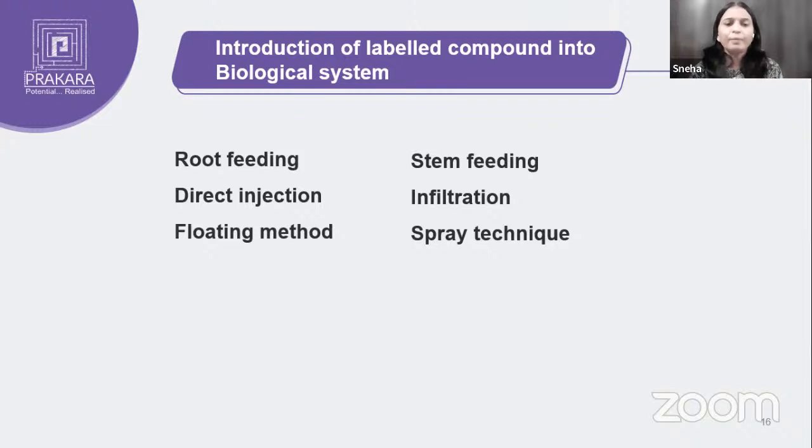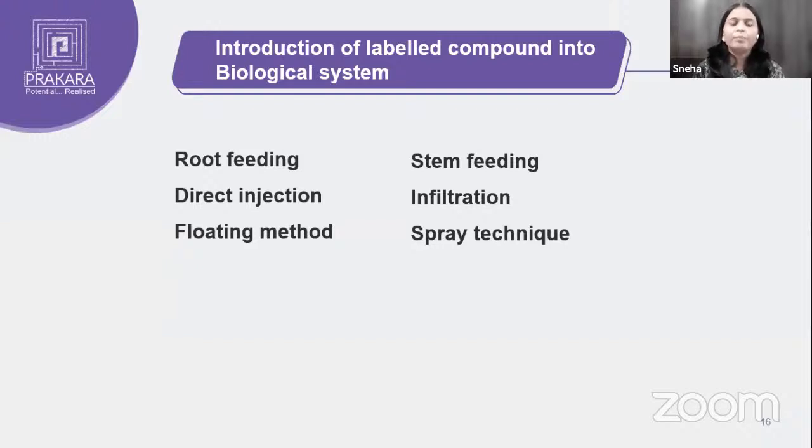So whenever we have to introduce a radiolabel compound into the volatile oil, we'll give the injection to the stems. If it is for the root, we will give the injection directly to the roots. Or if it is a leaf, we'll give it to the leaf only. Now the next method is the floating method.